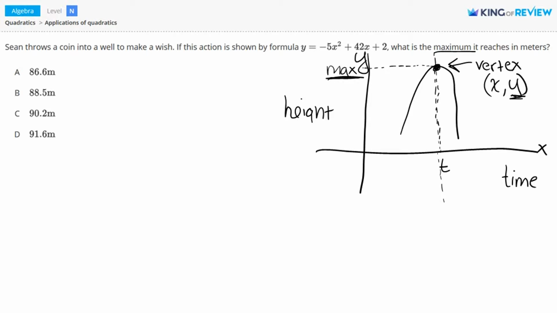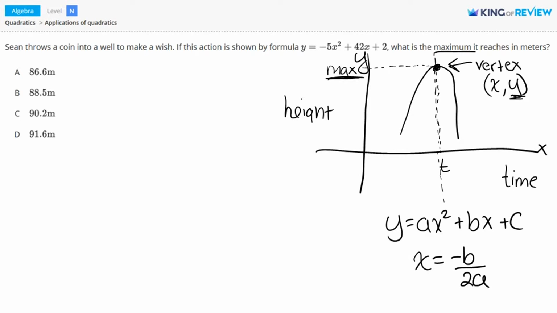Well, our equation is in the form y equals ax squared plus bx plus c. When we have an equation in this form, we can find the axis of symmetry. The axis of symmetry is x equals negative b over 2a, where the a and b values come from these numbers here. The axis of symmetry passes through the vertex. Therefore, this x that we solve for will be the x-coordinate of the vertex.